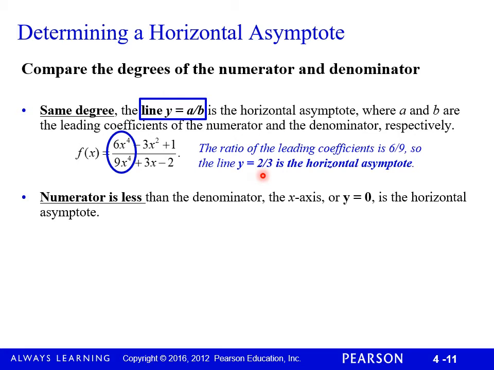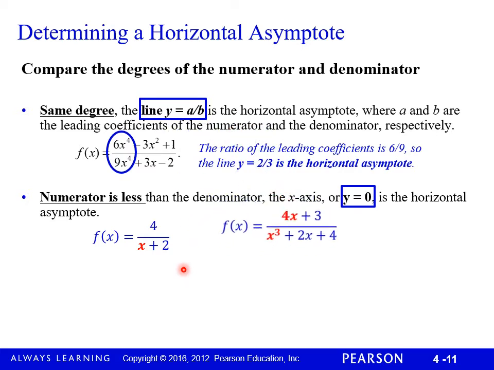If the degree of the numerator is less than the denominator, again, we're talking about degrees here, then the x-axis, or y equals 0, is always the horizontal asymptote. Okay? So for an example here, we have 4 over x plus 2. Well, remember, a constant is degree 0, because I could write the numerator as 4x to the power of 0, and the denominator here is degree 1. So we have 0 is less than 1, the numerator's degree is less than the denominator's degree, so the horizontal asymptote is y equals 0.